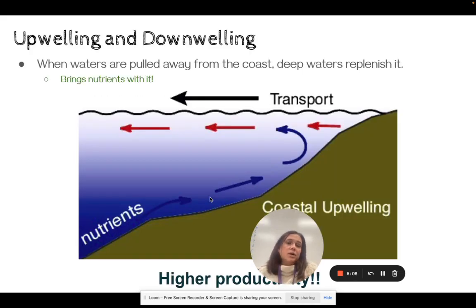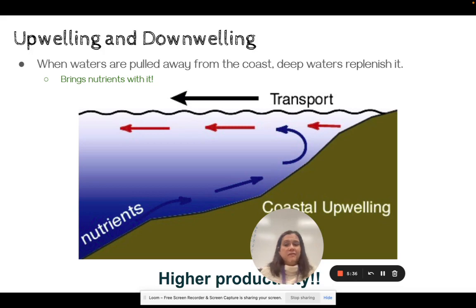Now, this becomes important when we start to think about upwelling and downwelling. If you think about the ocean, the deeper waters are much more nutrient rich than the surface waters. So some of these currents are pulling surface water away from the coast, and it allows some of that deep ocean water to move up to replace it. As it does that, it brings nutrients with it.